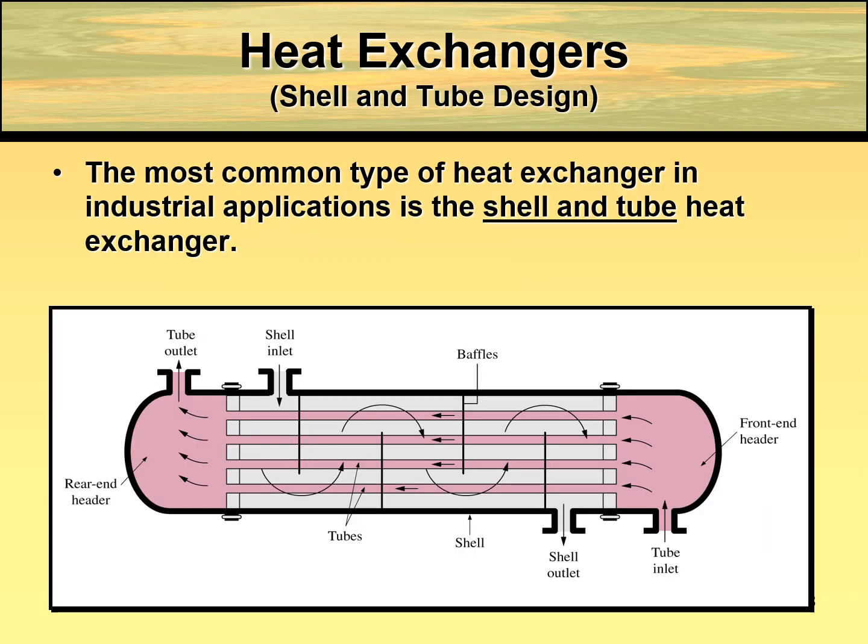So the most common for industrial application is known as the shell and tube design, where the flow enters the heat exchanger in two sections. One is the shell and the other is through the tubing. So the hot flow can enter the shell, or the cold flow can enter the shell, or it can be vice versa.